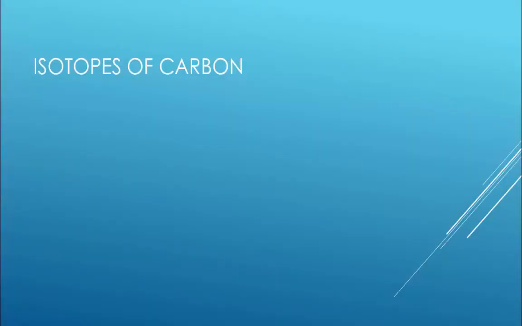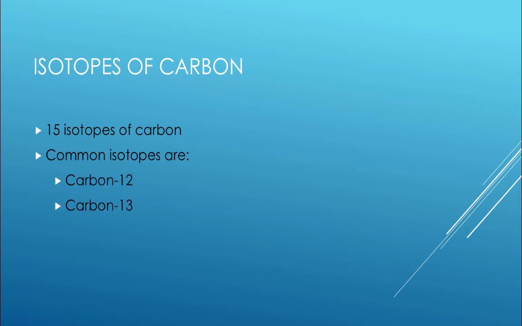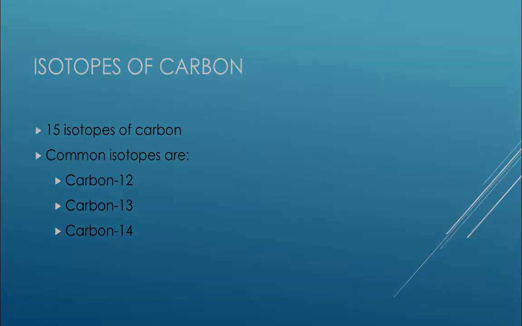Carbon is another example of an element with many isotopes. In fact, carbon has 15 isotopes, but the 3 most common isotopes are carbon-12, carbon-13, and carbon-14. Which of these do you think is the most common isotope of carbon? Well, to answer this question, we need to look at the periodic table.